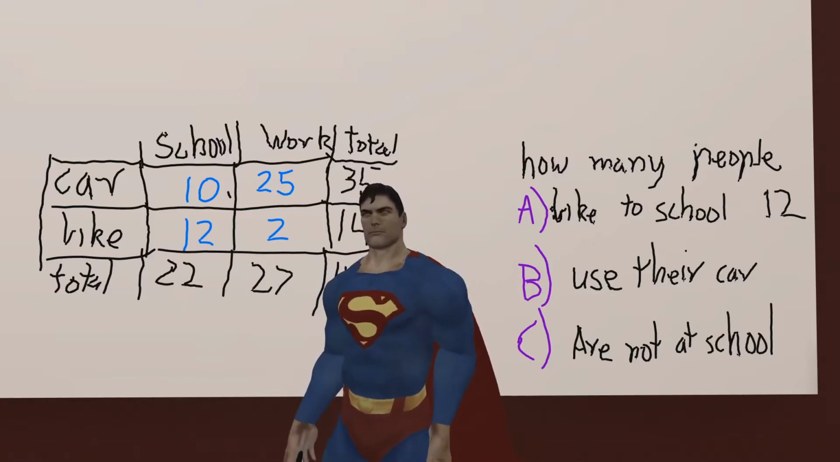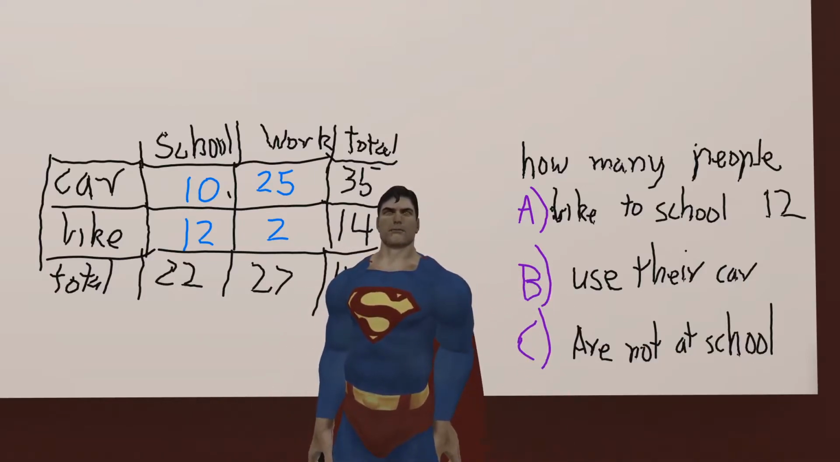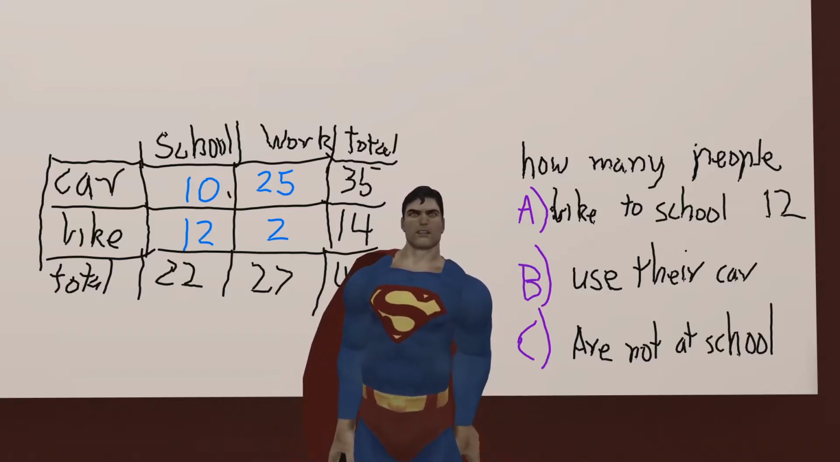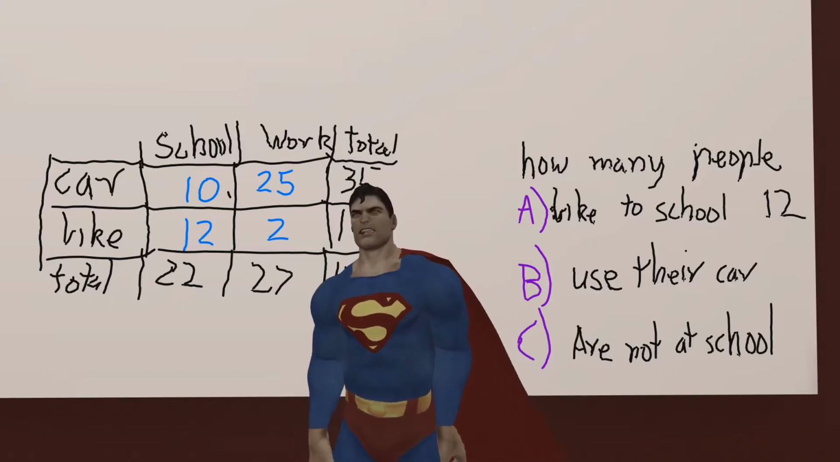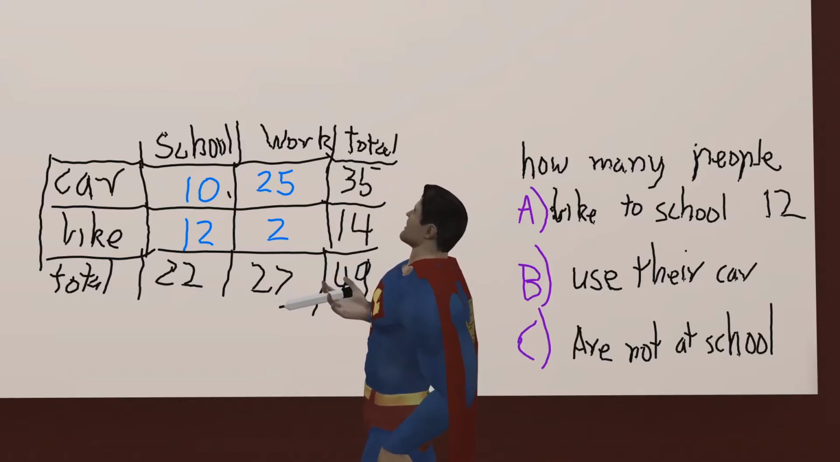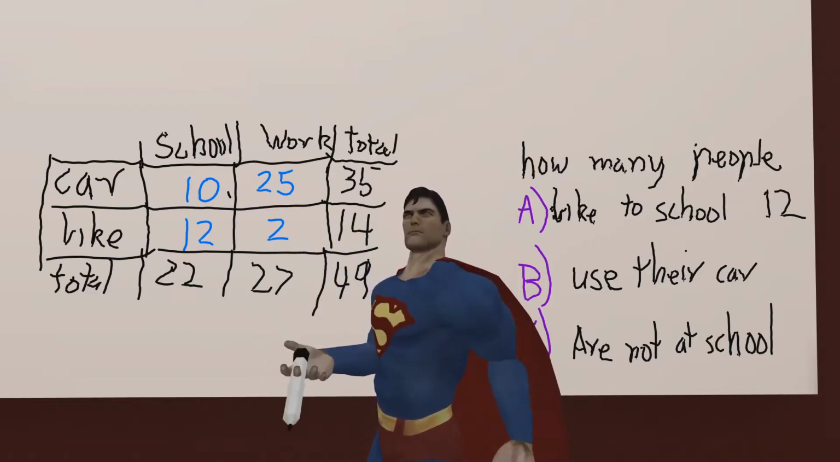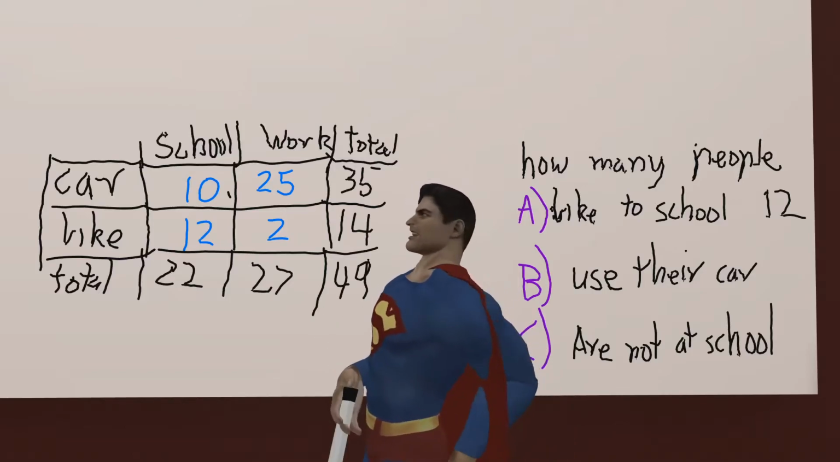The next question uses their car. Now you'll notice that this only uses 1 key word, car. Now if we have a look at our two-way table, we are just looking at the car because the car is the only key word in that sentence.